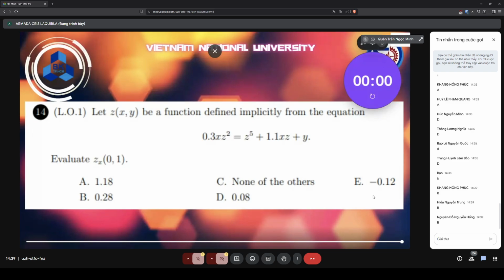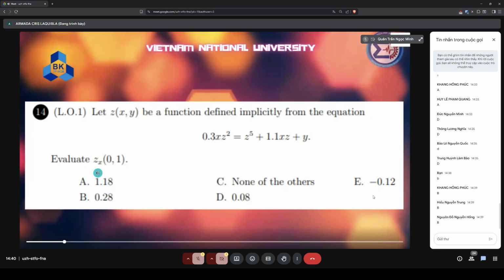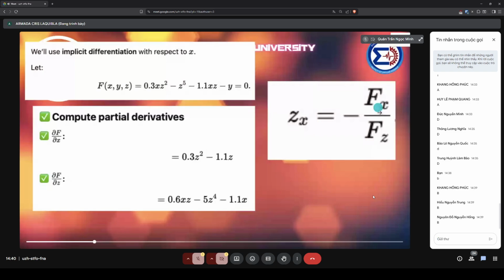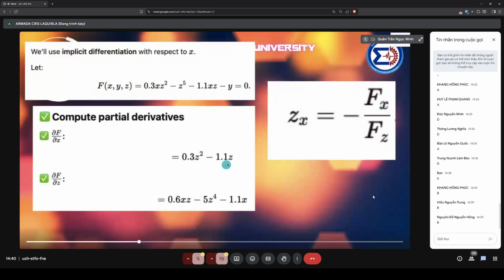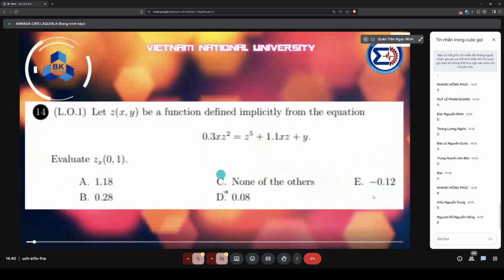So for this one, we solve the zx now. We use this formula: zx is equal to negative fx over fz. First, what we did here is we transfer everything to the other side of the equation. So you can use this one.